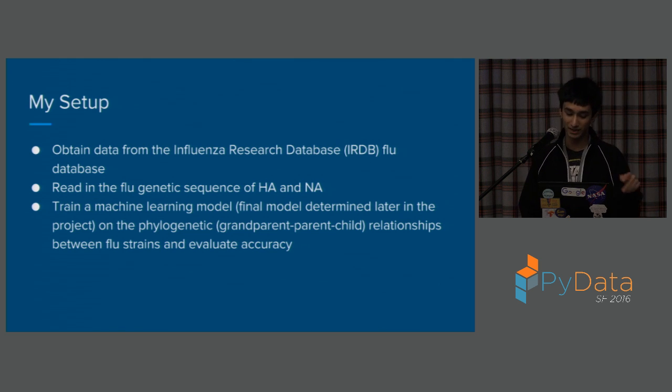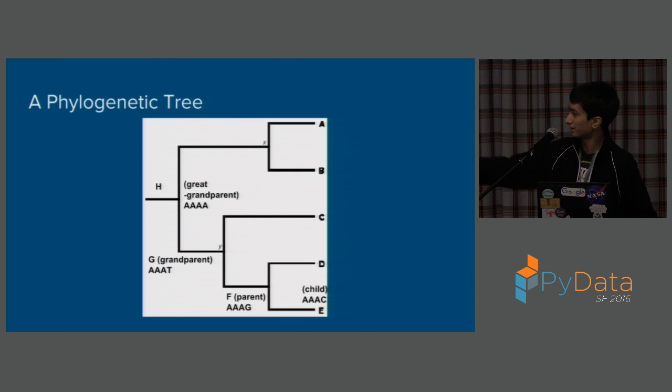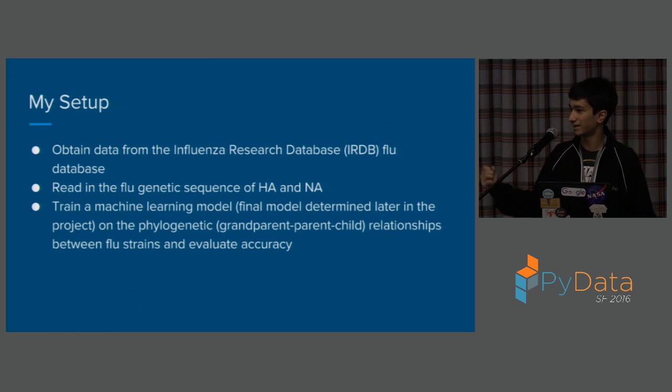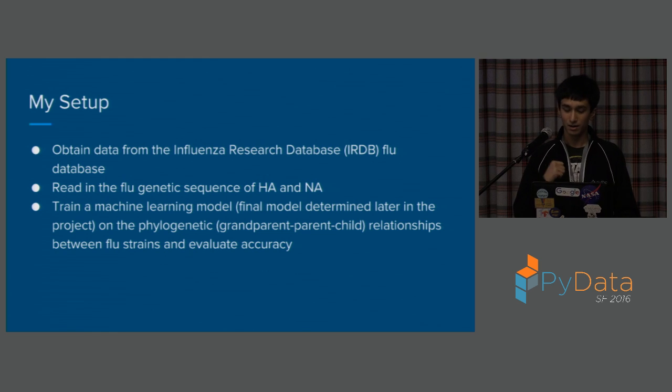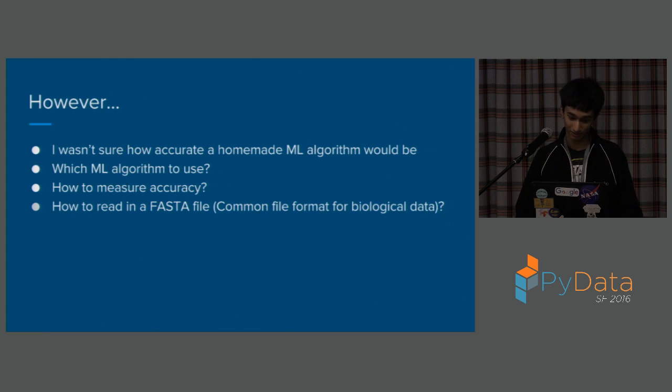And next was to read in the genetic sequence of HA and NA, and then train a machine learning model based on the evolutionary relationship, so how the parent has changed from the grandparent, and how the child has changed from the parent. So using that data to predict what the child of the child would look like, and then I would evaluate, I wasn't sure yet, but I would evaluate accuracy some way or another.